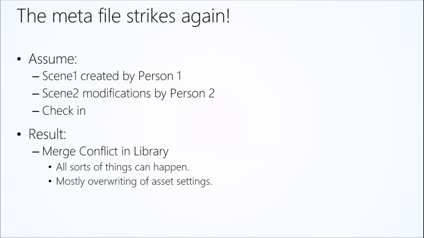And meta file strikes again, number 2. So scene 1 created by person 1, scene 2 modifications by person 2. If you don't split the meta file off, all of those are going to be stored in the same file in your library, and it's going to all be binary. You have no idea what you're actually doing. So you need to make sure you split those off so this doesn't happen to you.